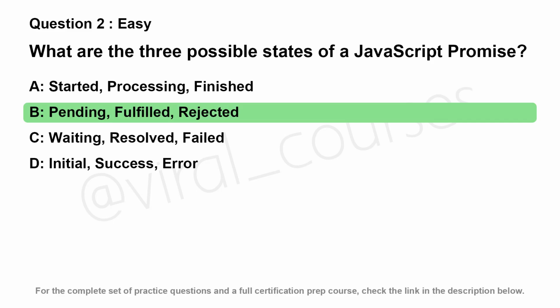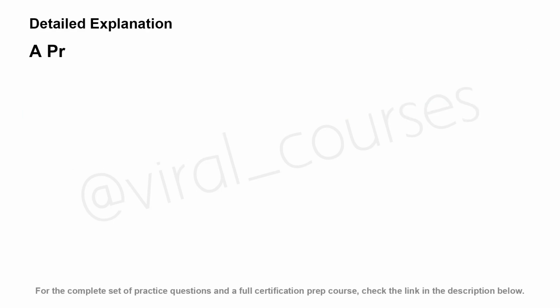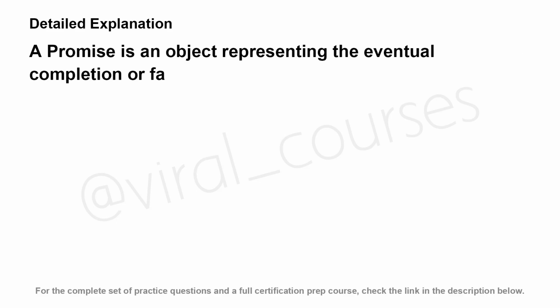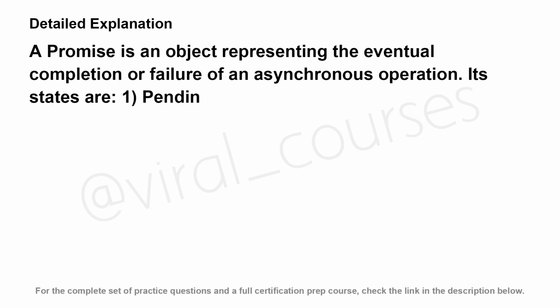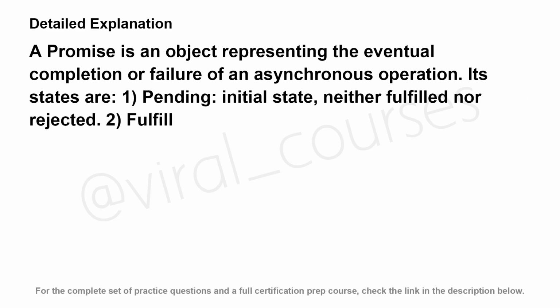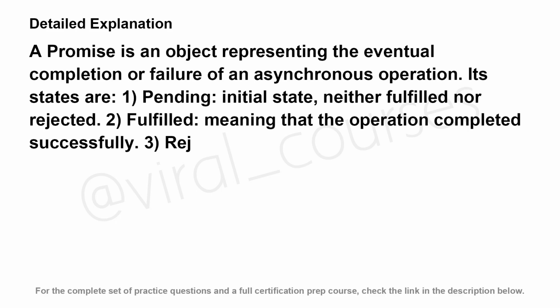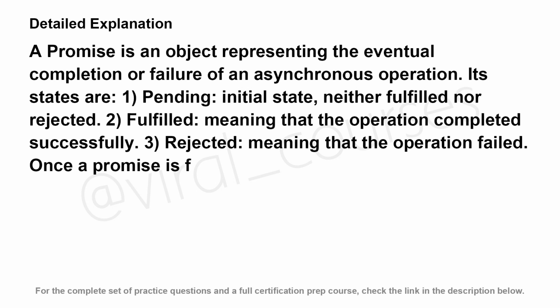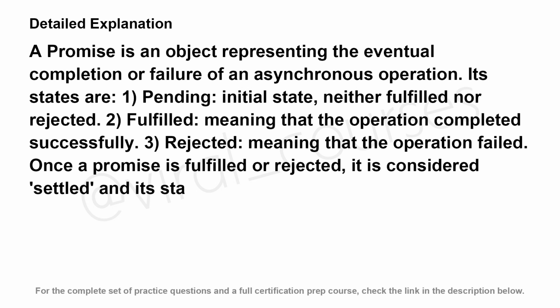The correct answer is B. A promise is an object representing the eventual completion or failure of an asynchronous operation. Its states are: 1. Pending, the initial state, neither fulfilled nor rejected. 2. Fulfilled, meaning that the operation completed successfully. 3. Rejected, meaning that the operation failed. Once a promise is fulfilled or rejected, it is considered settled, and its state cannot change again.